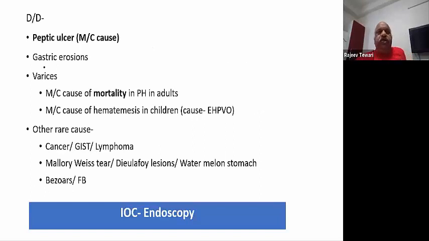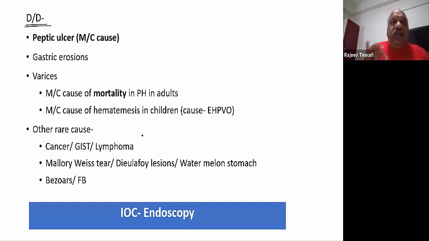You see, the differential diagnoses are, remember this, varices is only responsible for 20% cases of upper GI bleed. Varices is neither the most common cause nor the second most common cause. Most common cause of upper GI bleed is peptic ulcer. Varices are only the most common cause of mortality due to upper GI bleed. Mortality, I'm repeating, not the most common cause. Why is mortality more here? Because this is venous bleed.